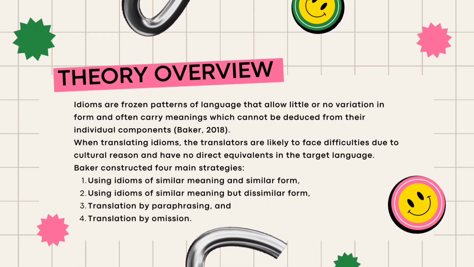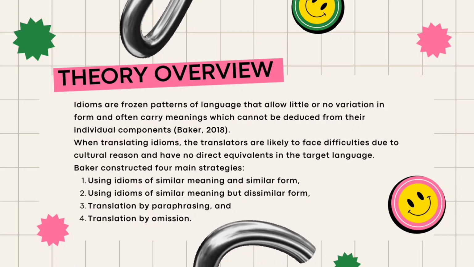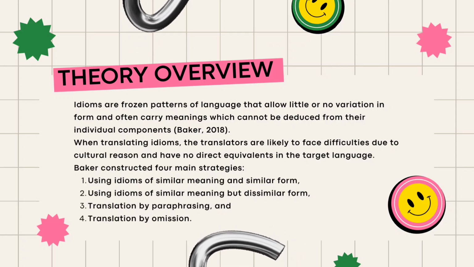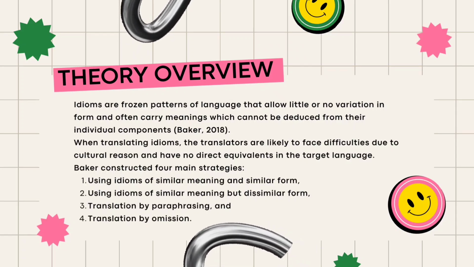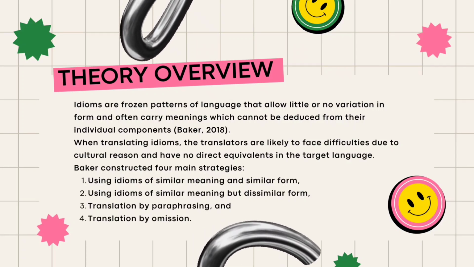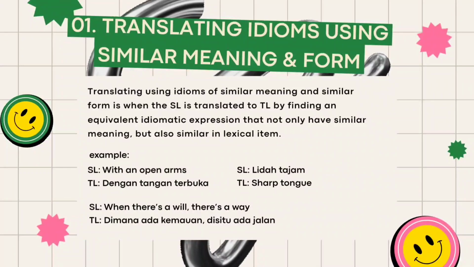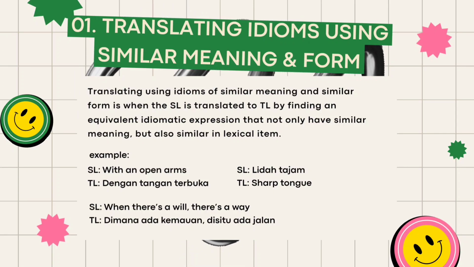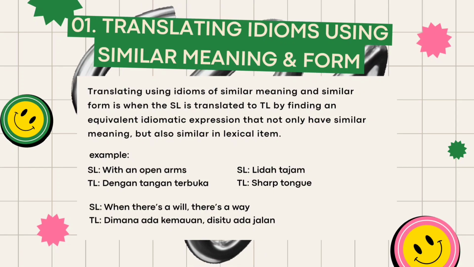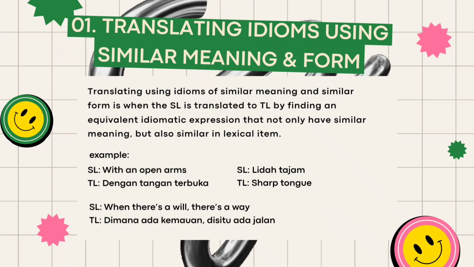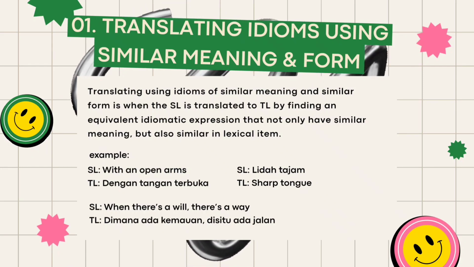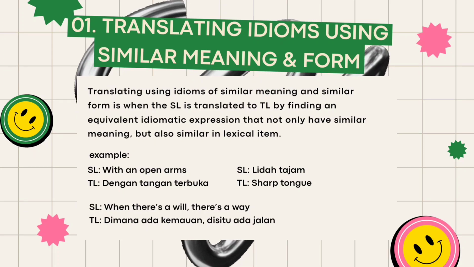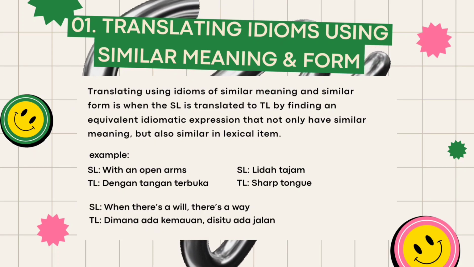And here is the explanation of the four strategies in translating idioms by Mona Baker, including examples of real-world applications in certain conversations or in literary works. So the first strategy in translating idioms by Mona Baker is to use an idiom of similar meaning and similar form. It is when the source language is translated to the target language by finding an equivalent idiomatic expression that not only has similar meaning but is also similar in lexical items.